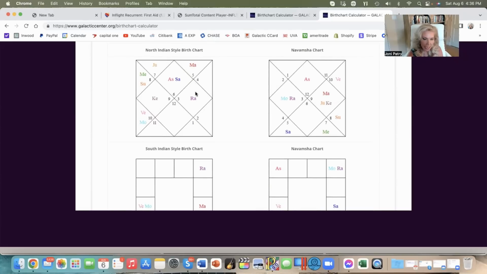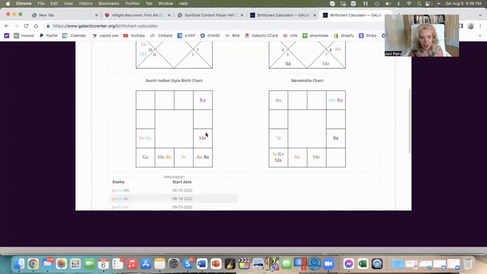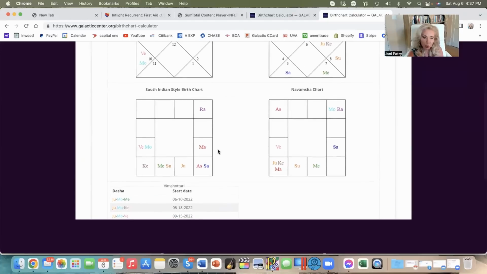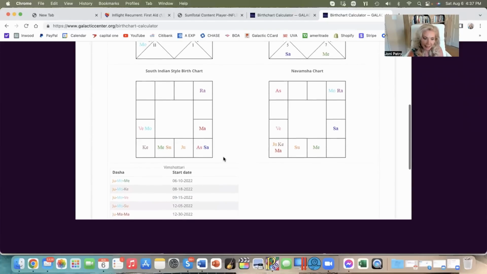And then up here is the 12th house. Mars sits in the 12th house in Leo. And right here is the 12th house. Counting all the way around from the ascendant, you arrive at the 12th house. And that house is always going to be Leo. So she has Mars in Leo. That's how you read the South Indian style chart.